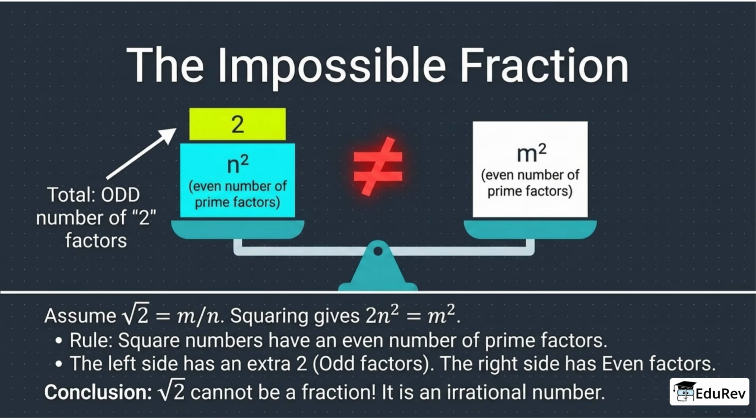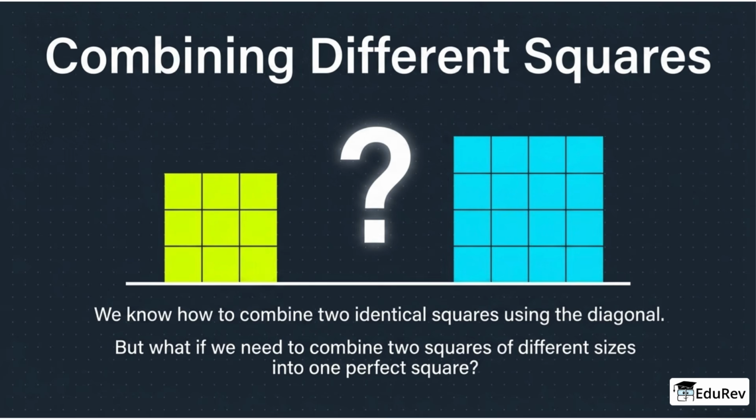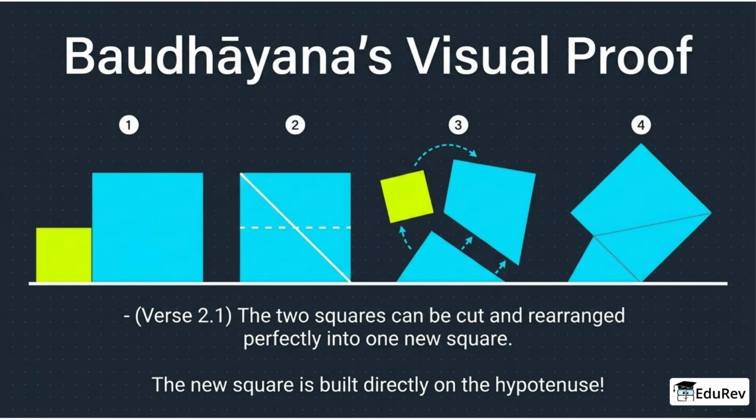So the diagonal works beautifully for working with identical squares. But architects eventually faced much more complex problems. We just saw how to combine 2 identical squares into one by using the diagonal. But what if we need to combine 2 squares of completely different sizes into one single perfect square? Once again, Baudhayana had an incredibly elegant geometric trick up his sleeve to solve this. In verse 2.1, Baudhayana provides a stunning visual proof for this exact problem.